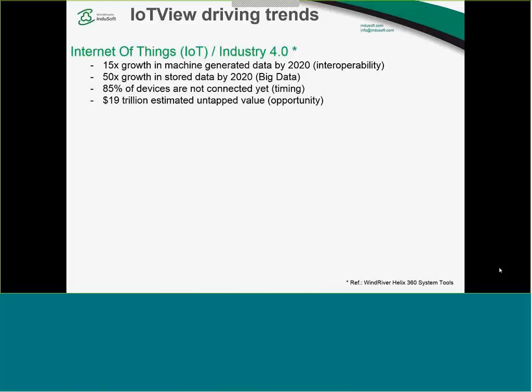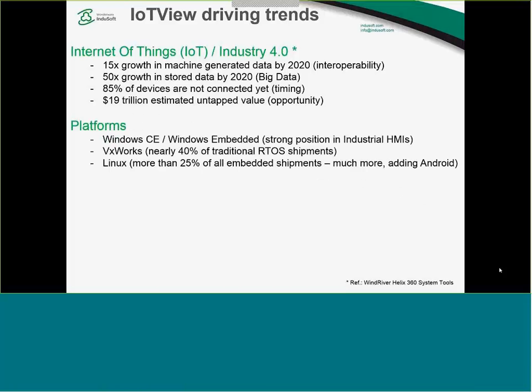Now, when we talk about the Internet of Things, we're really talking about all these smaller devices that are going to be connected, generating, collecting, and storing this data. So what are the most important platforms nowadays for these devices? We have Windows CE and Windows Embedded, which already have a strong position nowadays in the industrial HMI world.